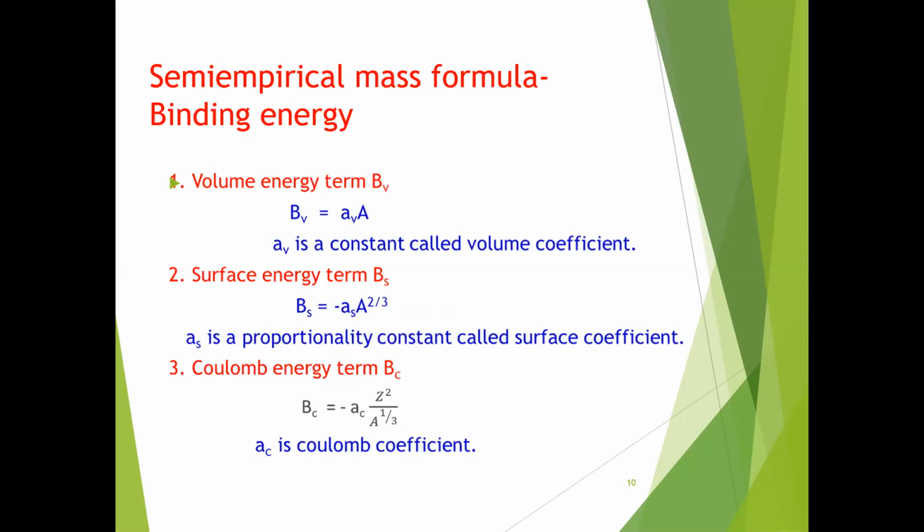Using this analogy, he developed a formula for the binding energy as a function of atomic number A and proton number Z, called the Weizsäcker semi-empirical mass formula. So, by using some contributions of energy, he developed the semi-empirical mass formula. First, the volume energy term, BV.